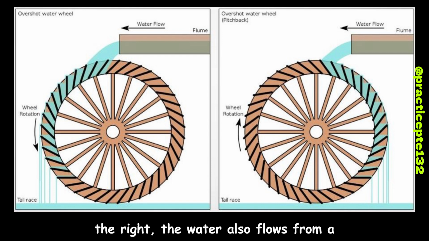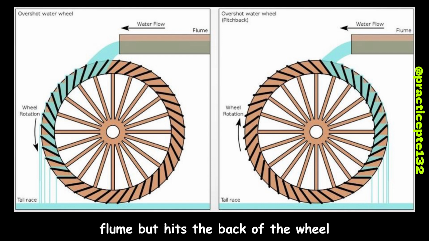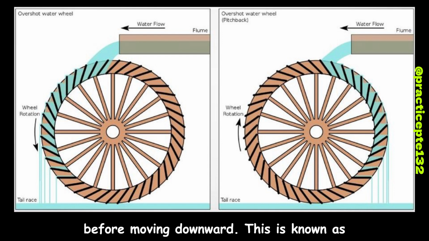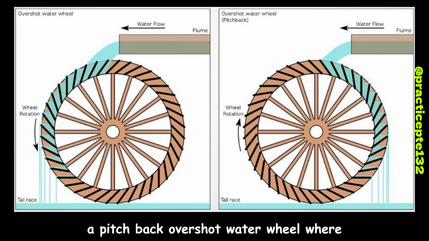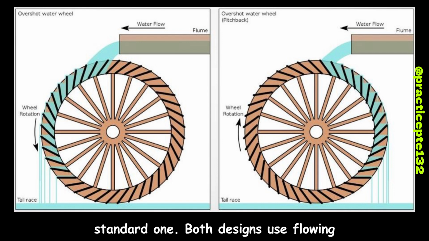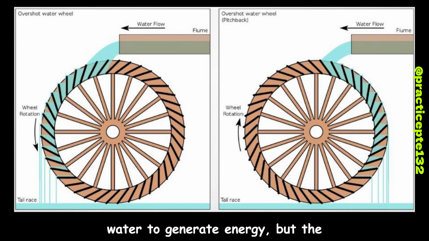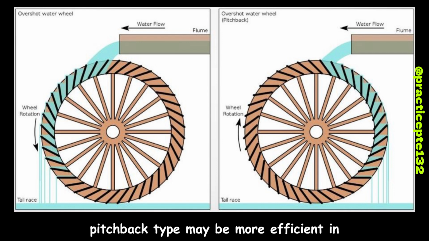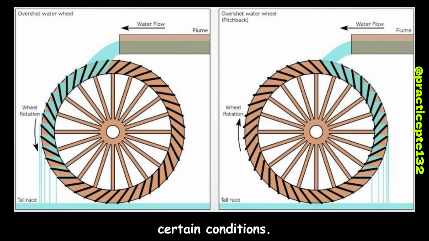On the right, the water also flows from a flume, but hits the back of the wheel before moving downward. This is known as a pitchback overshot water wheel, where the rotation direction is opposite to the standard one. Both designs use flowing water to generate energy, but the pitchback type may be more efficient in certain conditions.